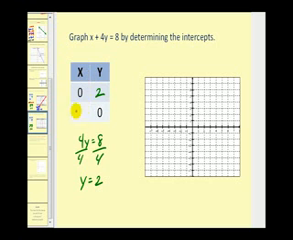Now to determine the x-intercept, we set y equal to 0. Well, if y is equal to 0, 4y would be 0. We'd have x equals 8. And those would be our intercepts. The x-intercept is 8, 0, right here on the edge. And the y-intercept is 0, 2, right here. And our line passes through those 2 points.